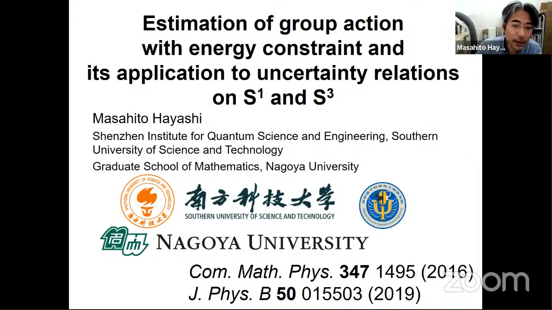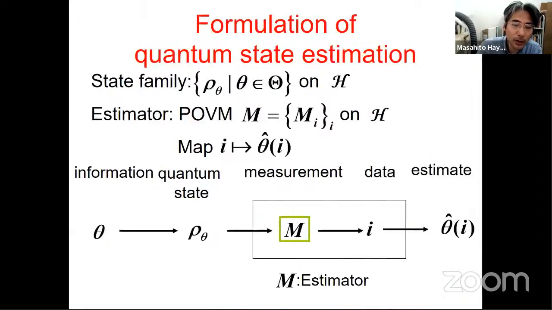So today, I talk about estimation of group action and its application to uncertainty relation. So this is the content. And firstly, I would like to summarize the formulation of quantum state estimation.